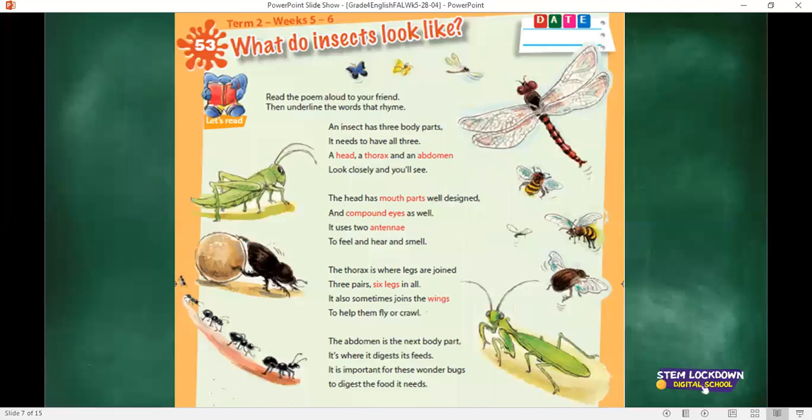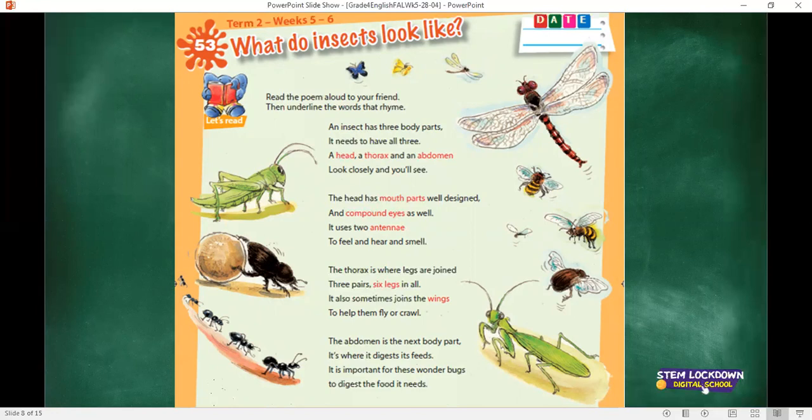Now they want us to read through the poem, and then we're going to look at what the rhyming words are. So I want you to read this with me because I want you to hear what the rhyming words are when you read them.